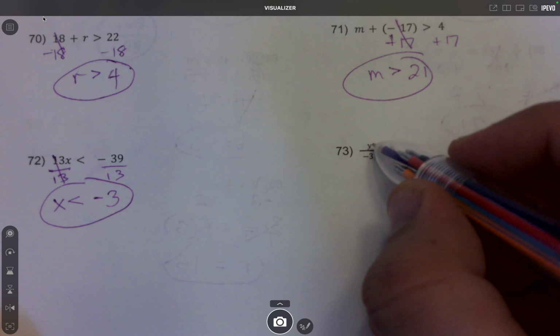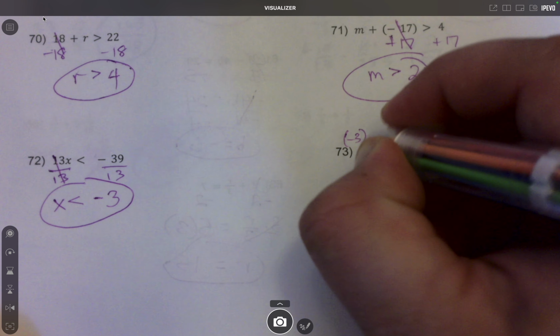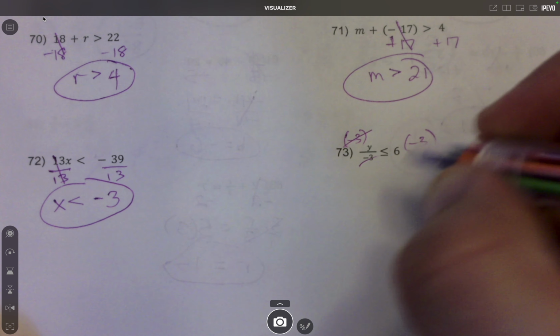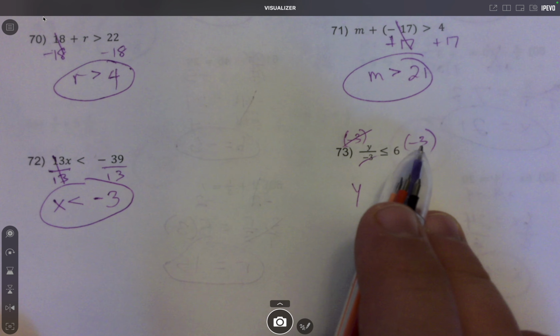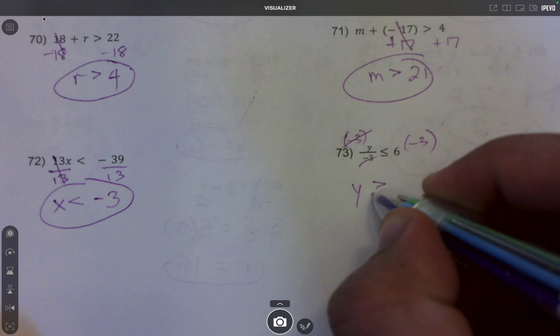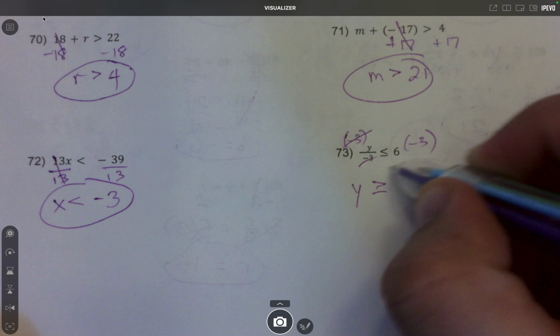Okay, on 73, y is being divided by negative 3, so we need to multiply both sides by negative 3. That'll cancel out the negative 3's on this side, and because I just multiplied by a negative number, I've got to reverse the sign of the inequality and make it greater than or equal to. 6 times negative 3 is negative 18.